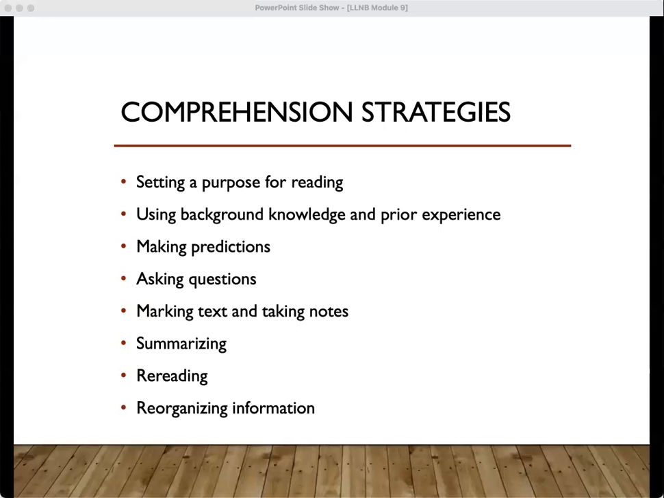Marking text and taking notes. Strong readers often mark or highlight important points in the text. They may also take notes. Summarizing. Summarizing after reading is a good way to check comprehension. However, strong readers also break text up into smaller chunks and periodically summarize as they read.